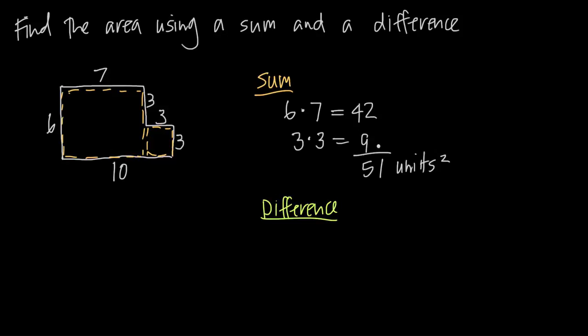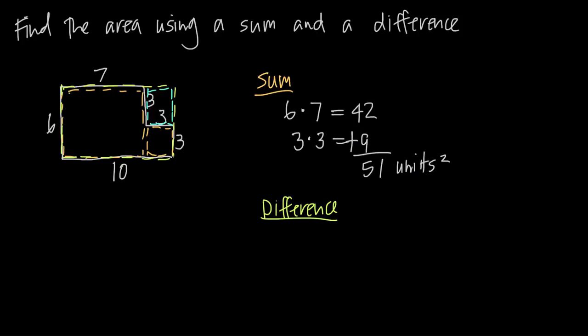And remember that we found the area using a sum because we added together 42 and 9. So this was a sum. 42 plus 9 is equal to 51. What if we want to find the area using a difference? Well, remember that we really just have one large rectangle here. So we can think of this entire rectangle like this. And we could take that entire rectangle, find the area, and then subtract out this little part here that's not part of the area. So we could subtract out that small part.